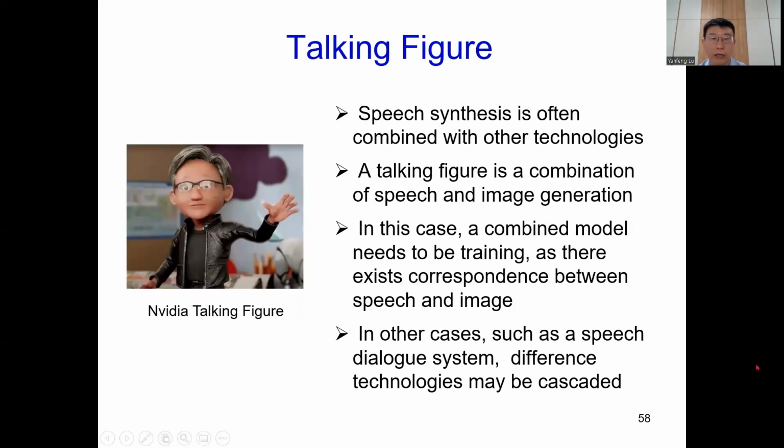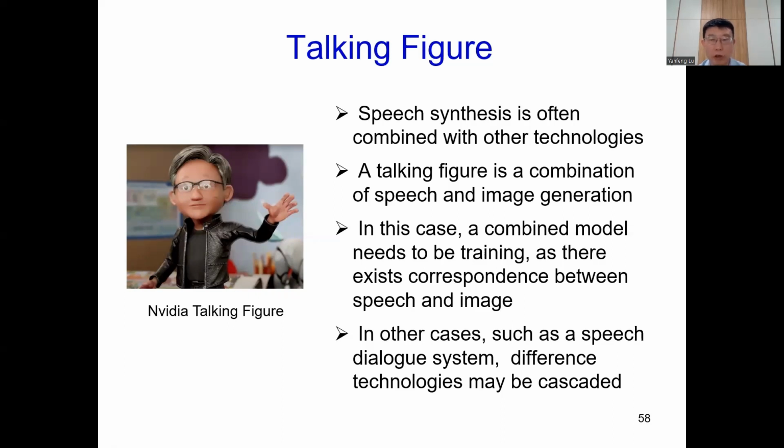Then finally, we reach another direction of future development, which is combining the TTS technology with other technologies. A talking figure is a good example of this kind of combination. In this combination, speech generation and image generation are combined together. Since this is a combined effect, because there are correspondences between the speech and the image.